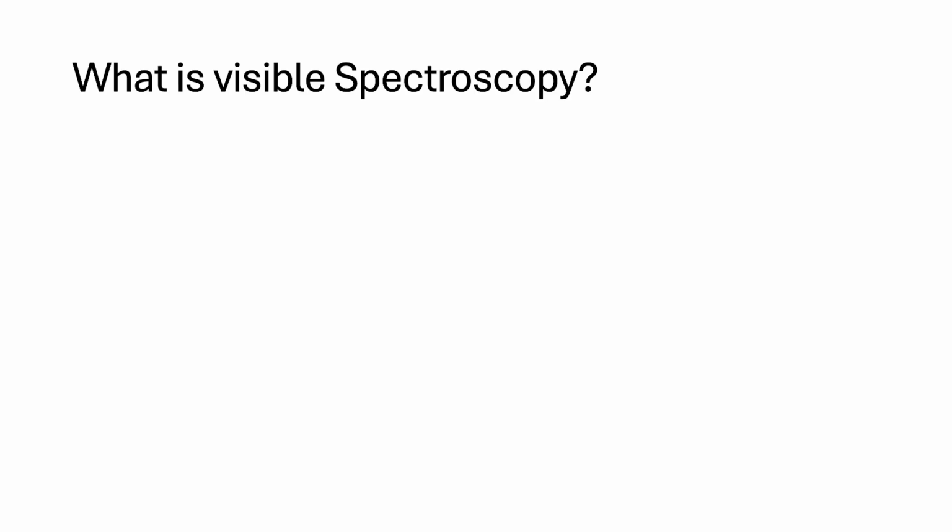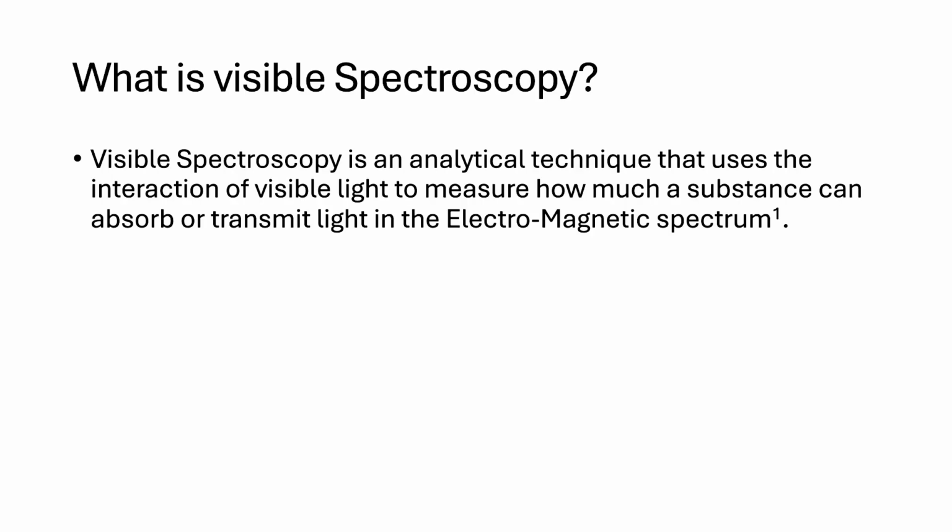Visible spectroscopy. So, what is visible spectroscopy? It is an analytical technique that uses the interaction of visible light to measure how much a substance can absorb or transmit light in the electromagnetic spectrum, which is just a long range of radiation with two extremes, with that being radio waves and gamma rays, but we're more looking at the visible light part of it.